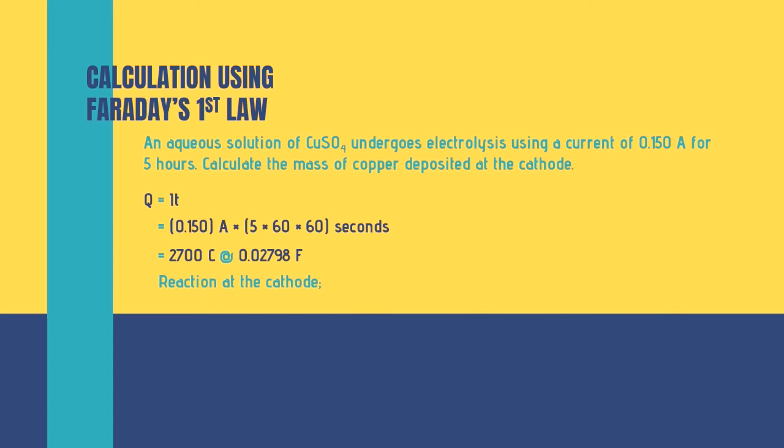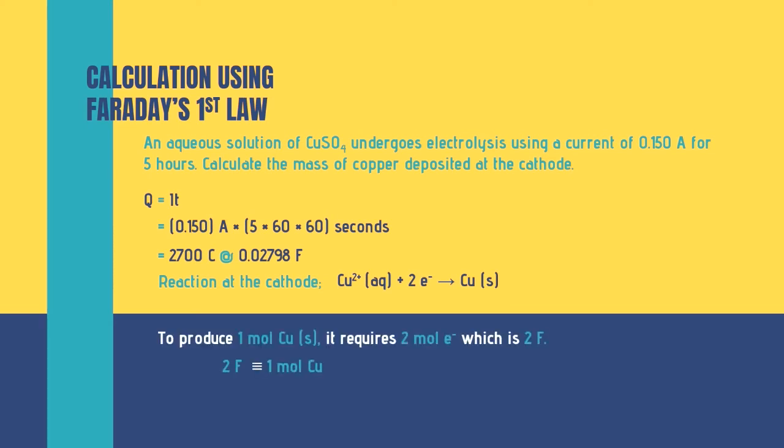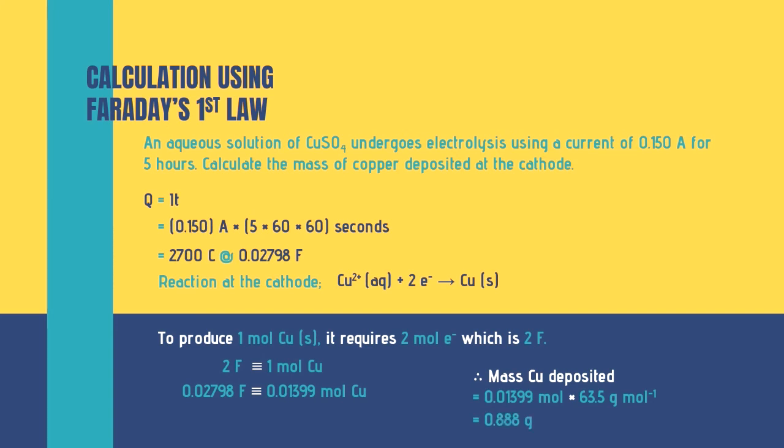From the reduction that happened at cathode, 1 mole of copper 2 plus takes 2 moles of electrons to produce 1 mole of copper solid. Therefore, when 0.02798 Faraday was used, it produced 0.01399 mole of copper solid. Multiplying by the molar mass of copper, the mass of copper deposited is obtained.